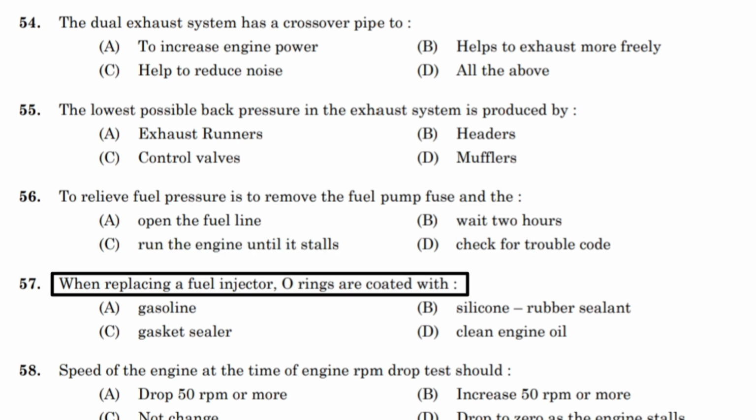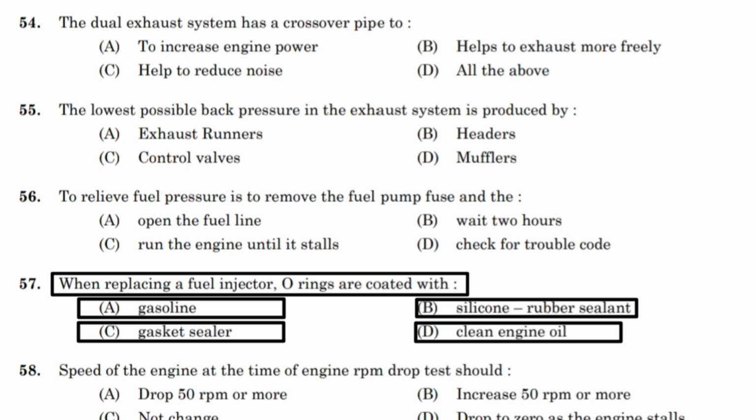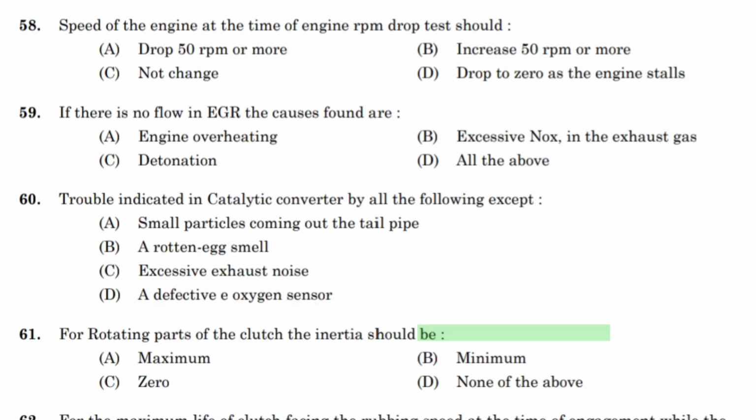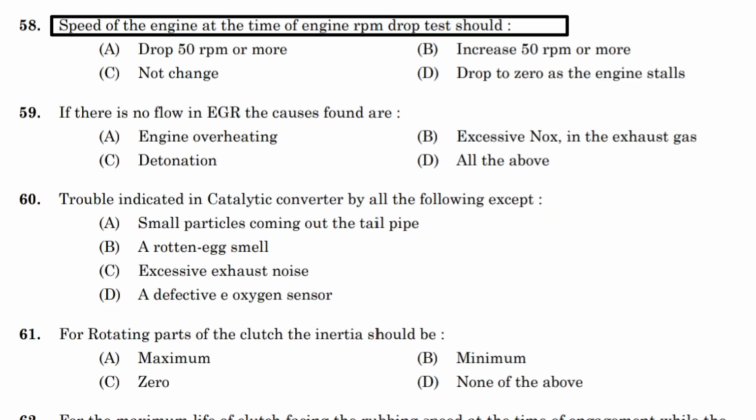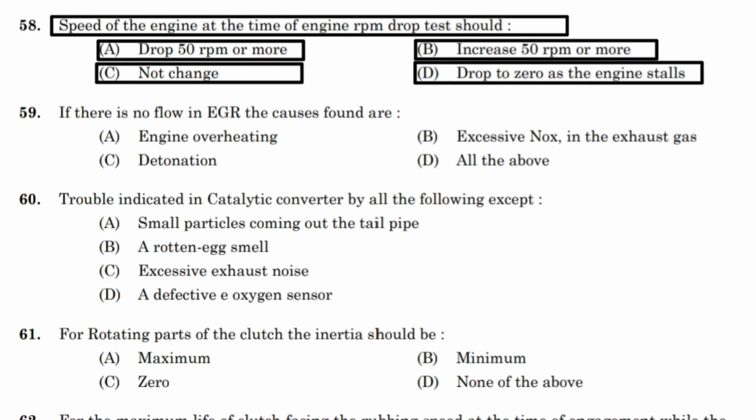57. When replacing a fuel injector, O-rings are coated with A. gasoline, B. silicone rubber sealant, C. gasket sealer, D. clean engine oil. Answer D. Clean engine oil. 58. Speed of the engine at the time of engine RPM drop test should A. drop 50 RPM or more, B. increase 50 RPM or more, C. not change, D. drop to 0 as the engine stalls. Answer A. Drop 50 RPM or more.